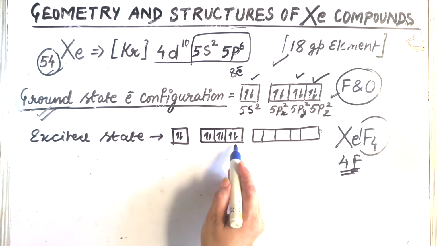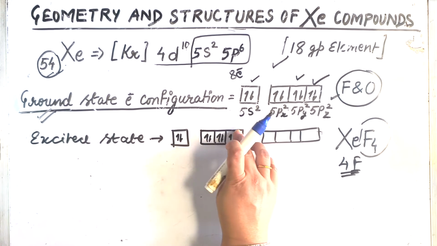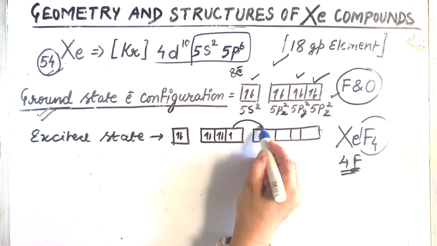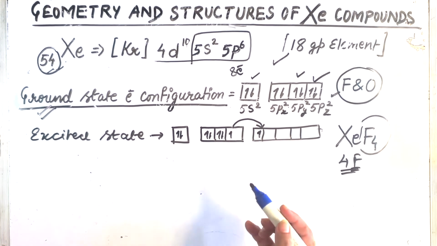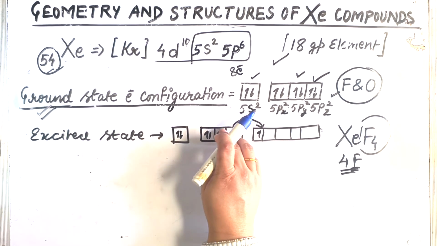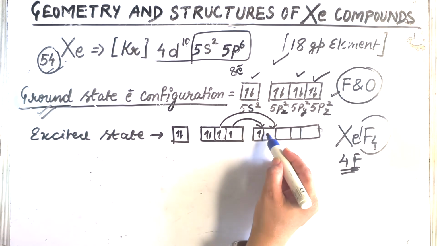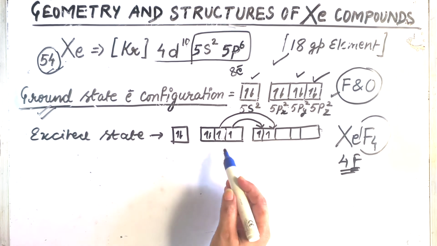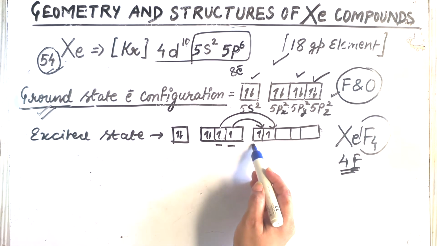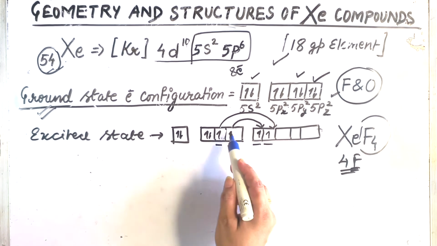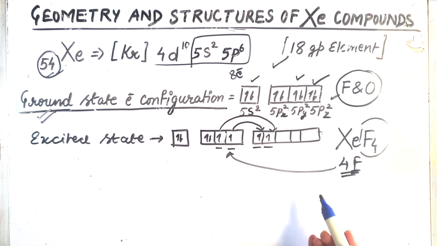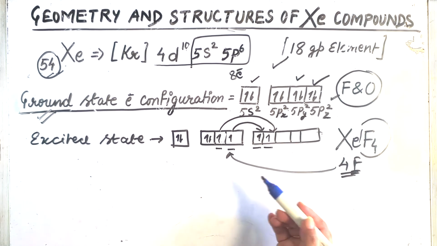This is the ground state electronic configuration. I am going to shift 1 electron to here, and this is not sorting out the problem. That is why I am going to jump 1 more electron to another d orbital, and now you can see here there are 1, 2, 3 and 4. 4 orbitals are half filled, to which the fluorine can be bonded. Okay, so now let us see how it is happening.